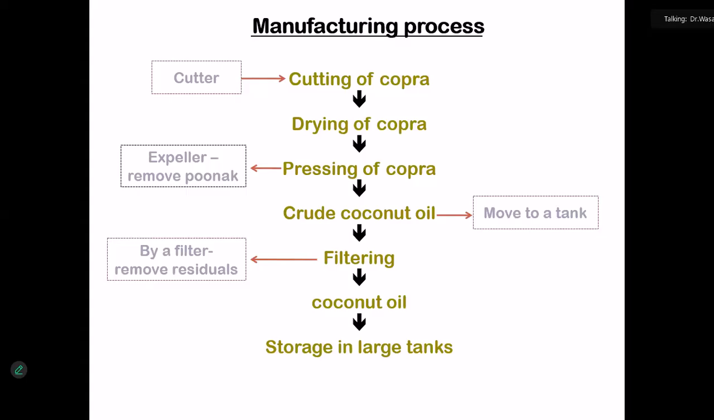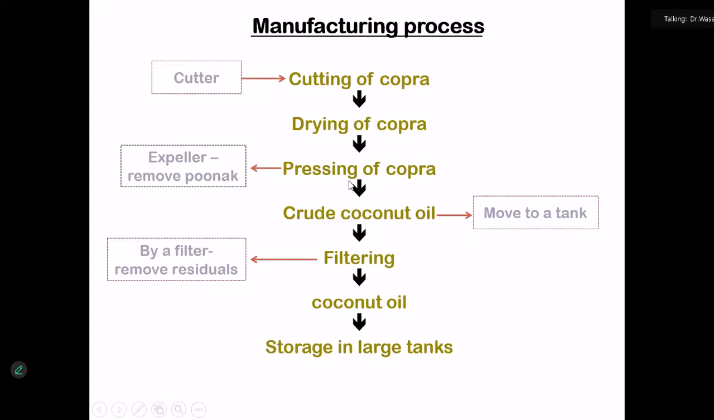Then the manufacturing process of coconut oil from copra. Very simple. First, the raw material is copra. Normally, for convenient feeding to the extractor mill, you may cut the copra. So cutting copra, then drying, thereafter the expeller.